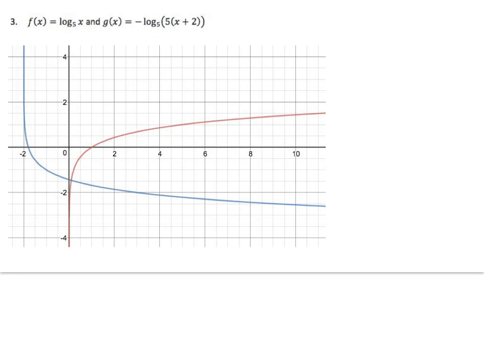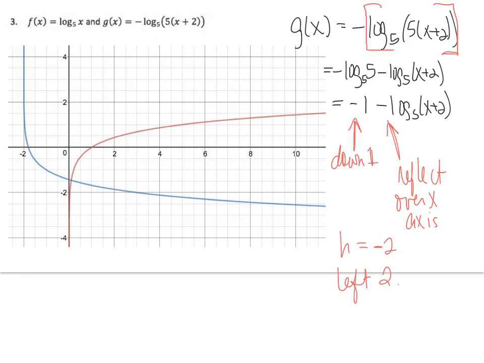Okay, let's try this one. I'm going to push pause. You may have to mess with the equations or the functions a little bit to get them to be similar, but check your answer when you're done. Go ahead and push pause.